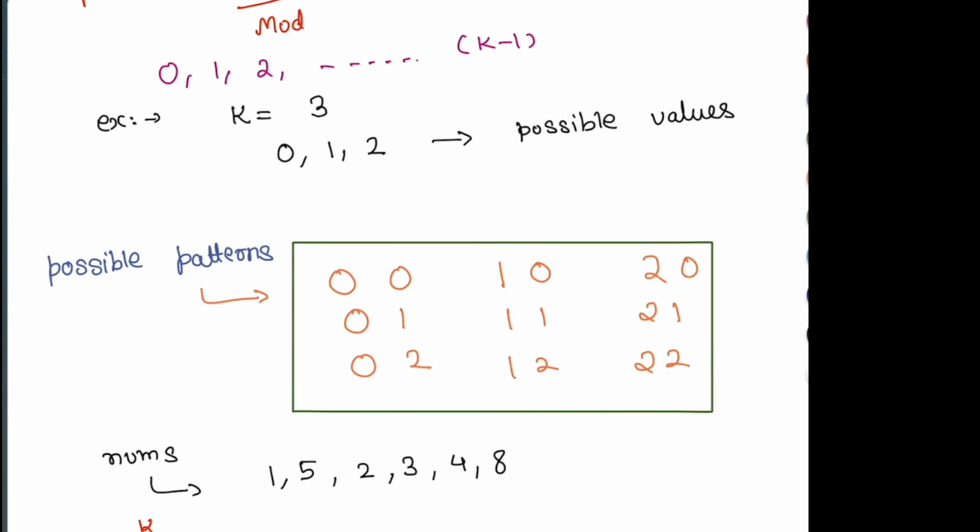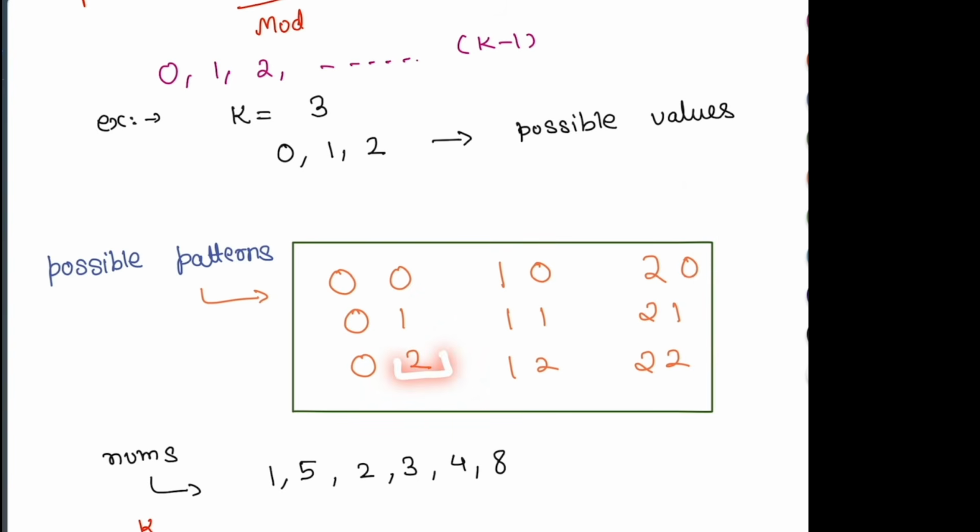The pattern is: my last element can have the mod value of 0, and my second last element can have a mod value of 0. Or my last element can have a mod value of 1, and my second last element can have a mod value of 0. So there are patterns 0, 0, 0, 1, 0, 2 or 1, 0, 1, 1, 1, 2, 2, 0, 2, 1, 2, 2.